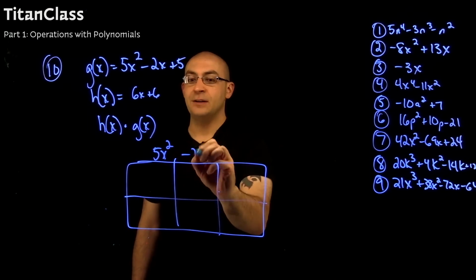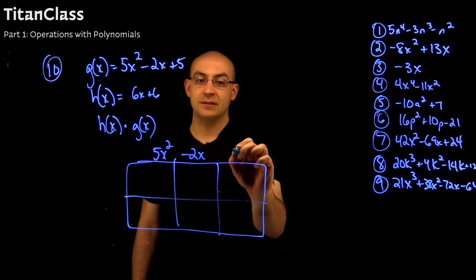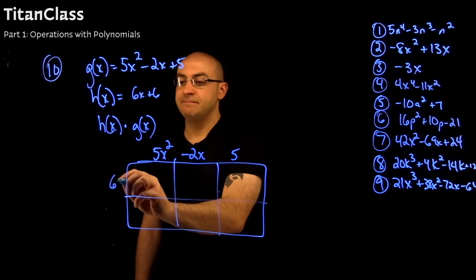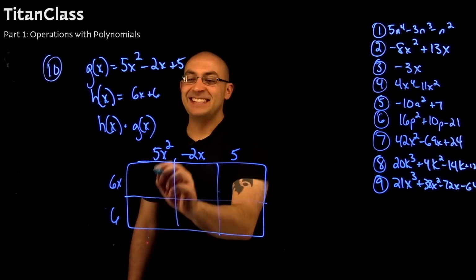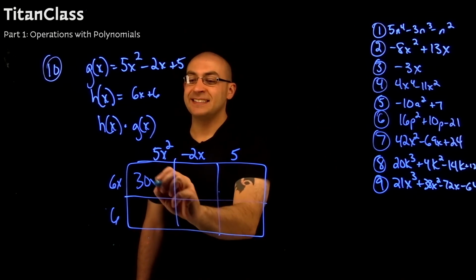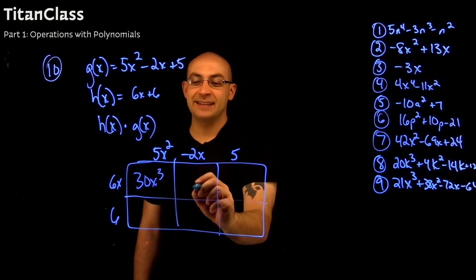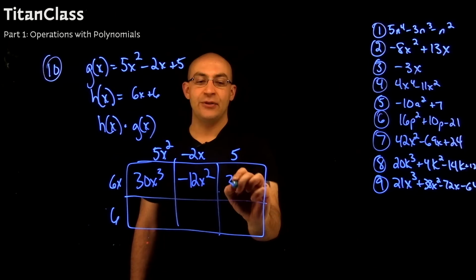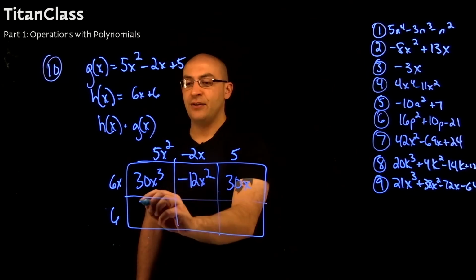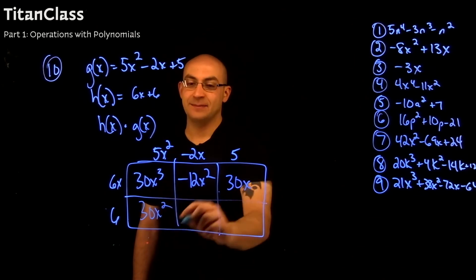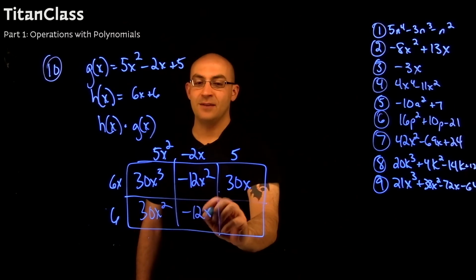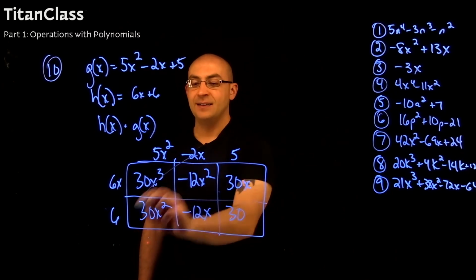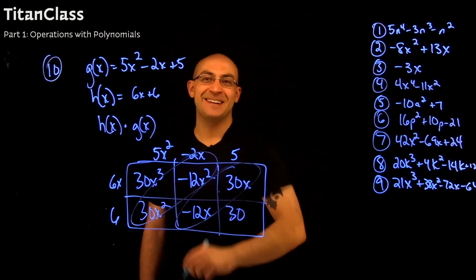5x squared, I know what you're thinking. Is he going to make the same mistake in the middle box again? Probably. 6x times 5x squared is 30x to the third. 6x times negative 2x is negative 12x squared. See, I didn't. 30x squared. Watch, I'm going to make some other silly mistake. Negative 12x and then 30. Okay. My middle ones should combine.